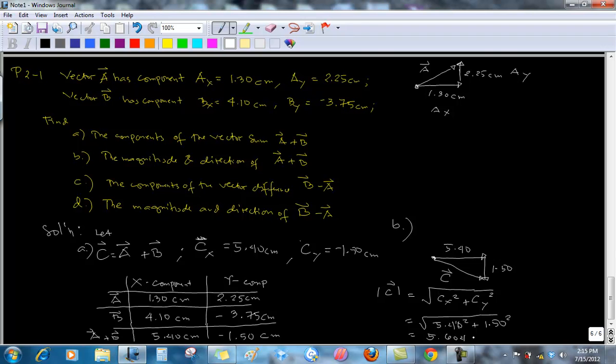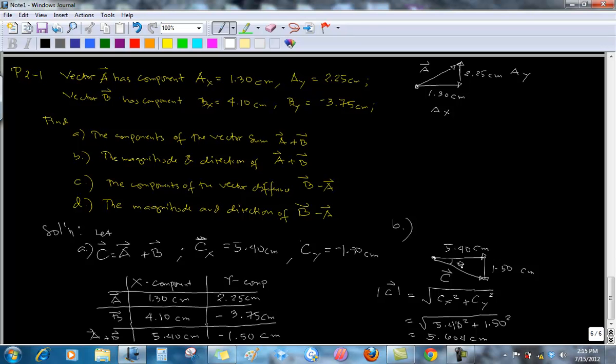The answer is 5.604. The unit will be cm, since the values are in cm. Now, what we got is only the magnitude. Next is the direction. In the figure, the direction means what the angle is, the angle from the horizontal.